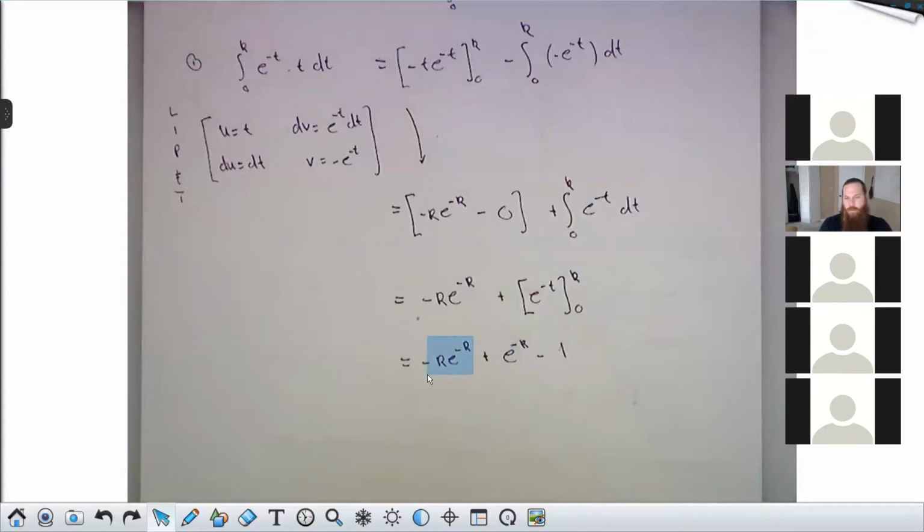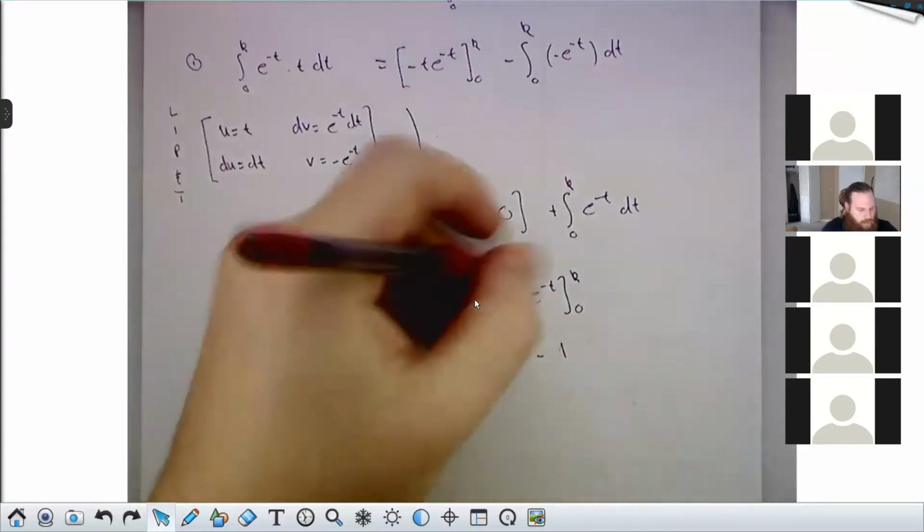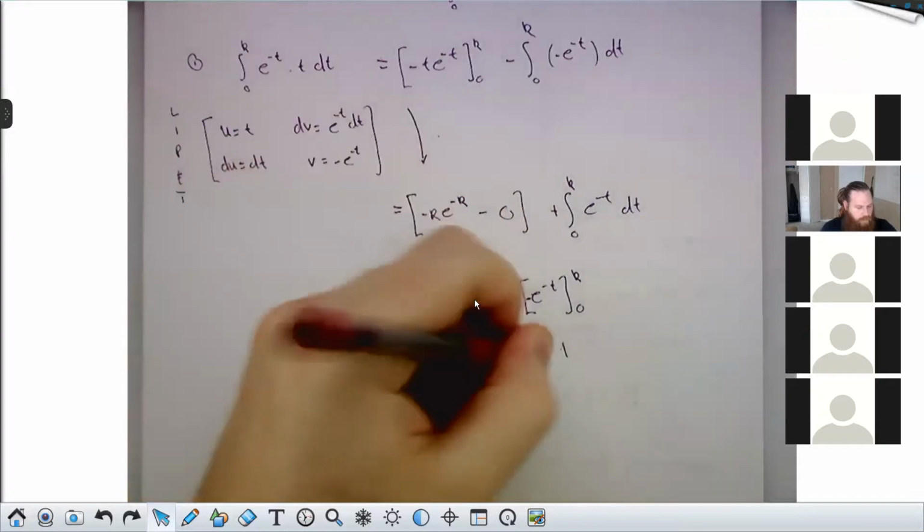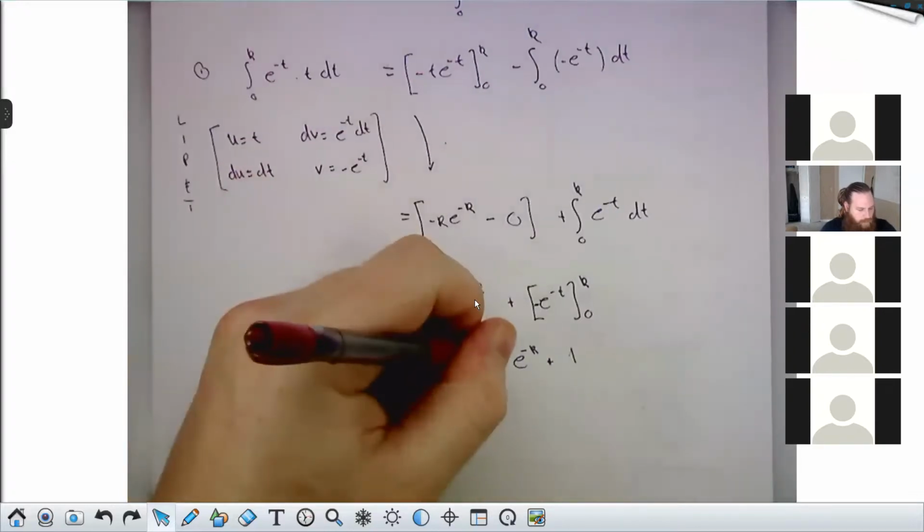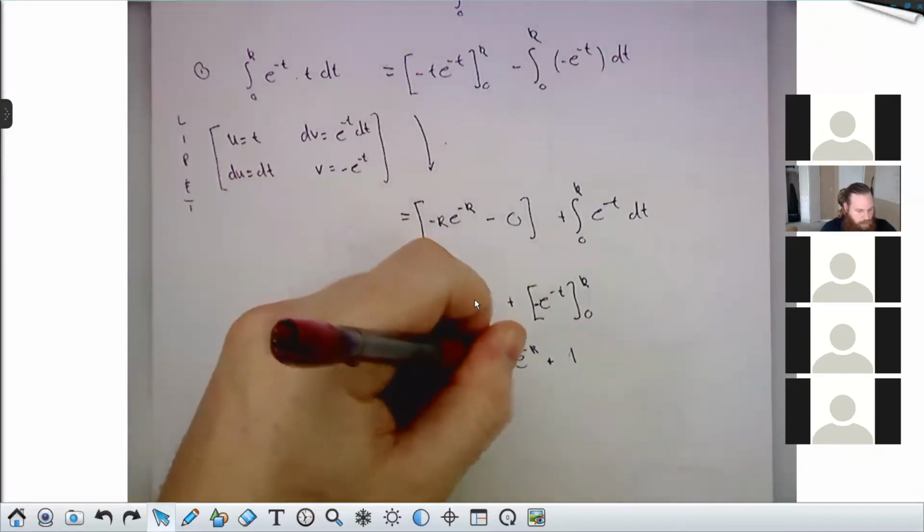And this piece would also go to 0. It's going to require some L'Hopital's rule. It's not as easy. So I just wanted to show you one of these runs. Oh, sorry, this should be a negative. So this is going to end up being a plus, and this will end up being a minus here. Sorry.